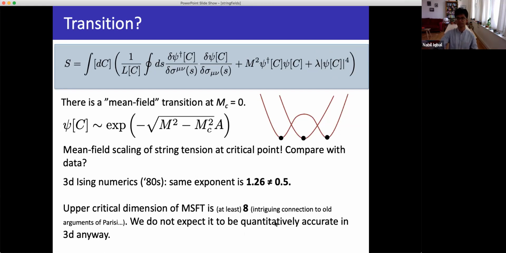Okay. This is kind of cute because it turns out that Parisi years ago had actually speculated on this same number 8 from a very different point of view. I can't quite make the connection precise, but I find it interesting that he had the same number. But what that means is that these transitions will be strongly interacting in all dimensions less than 8. And therefore, I do not expect my mean string field theory to be quantitatively correct in any dimension less than 8. 3 is much less than 8.